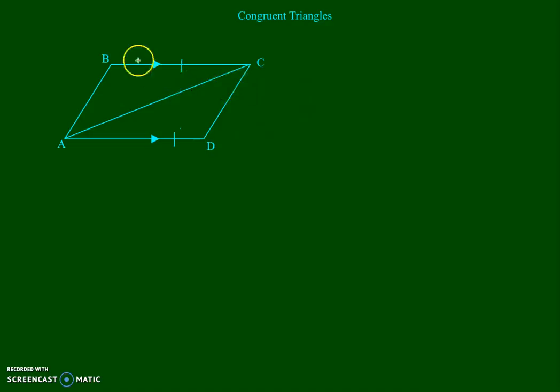Given the fact that this is parallel to this, we know that we have two parallel lines cut by a transversal. That makes this angle congruent to this angle because they're alternate interior angles. If two parallel lines are cut by a transversal, then the alternate interior angles are congruent. We also know that AC is congruent to itself by the reflexive property. So we would write AC is congruent to AC by the reflexive property.